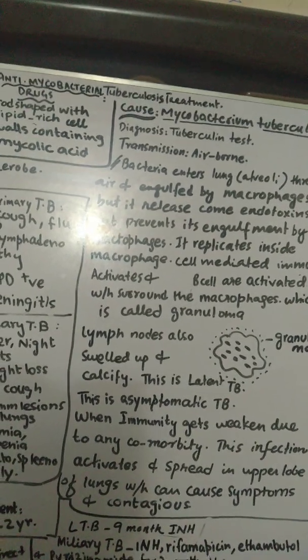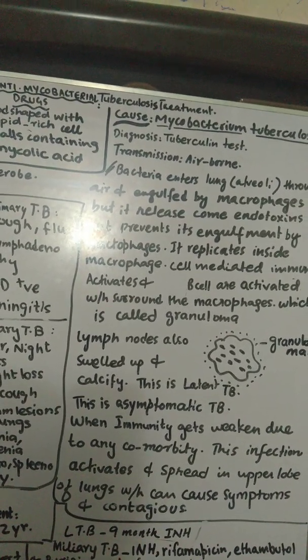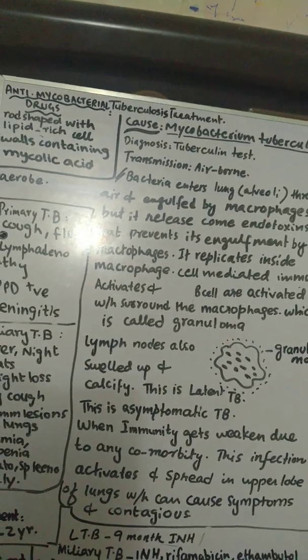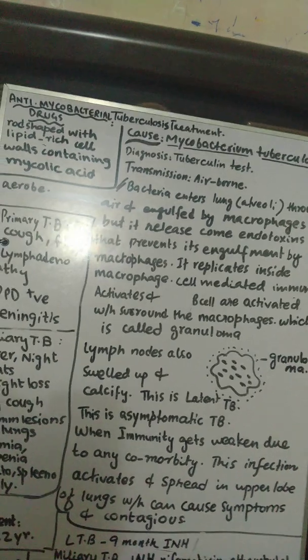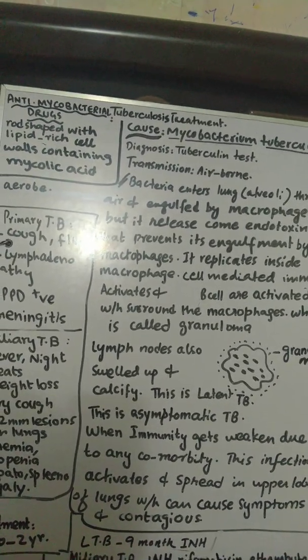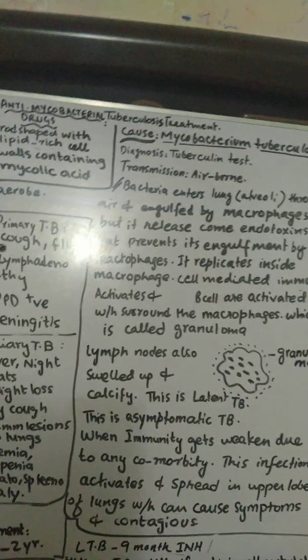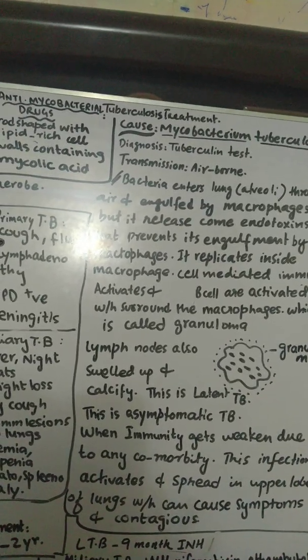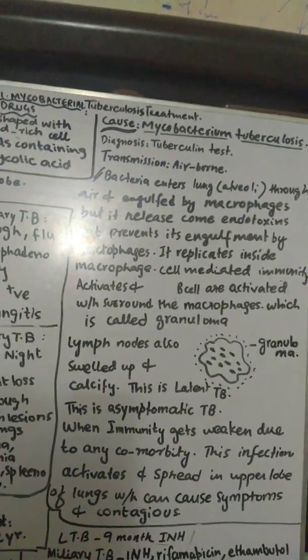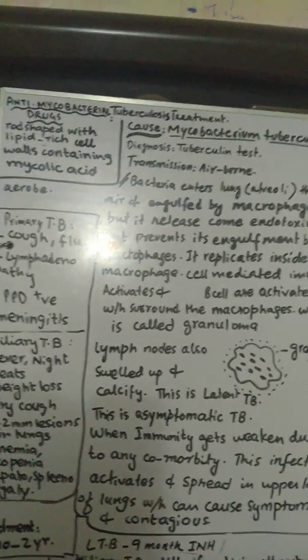After calcification, when they calcify, no symptoms occur, but the infection is present in the body. This is latent tuberculosis, when the symptoms do not appear. Latent TB is not that contagious.